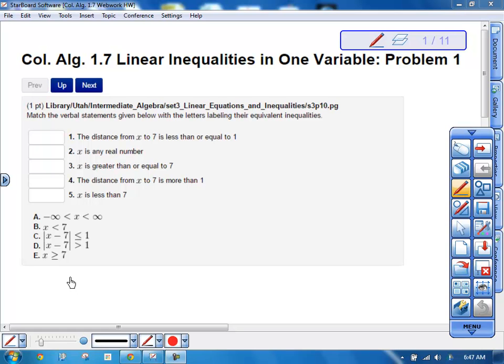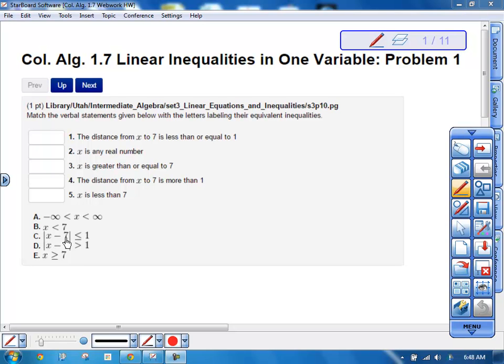Okay, this is 1.7 homework help, problem 1. So I put a couple of these on here which should be a little easier and quicker. It says the distance from x to 7 is less than or equal to 1. So when it's asking for the distance from x to a number, that's always the absolute value. Because to find a distance on a number line, you just subtract them and make sure it's positive, basically, which is exactly what this is.